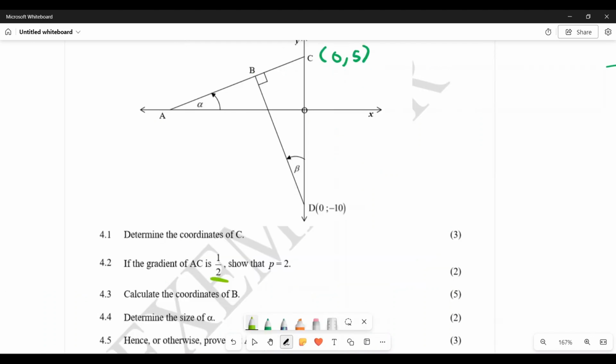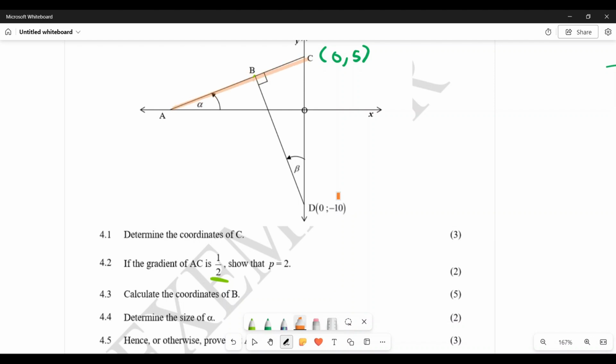Now, proceeding to the next question, they want me to calculate the coordinates at B. Now, B is a point whereby your line AC as well as your line BD meet, right? Meaning that if I could equate the equation of AC with the equation of BD, right? So let me highlight the lines I'm talking about. So these are my lines, which are perpendicular to one another, right?